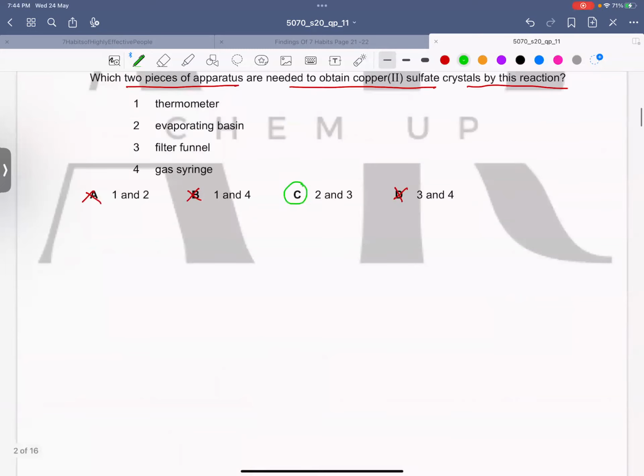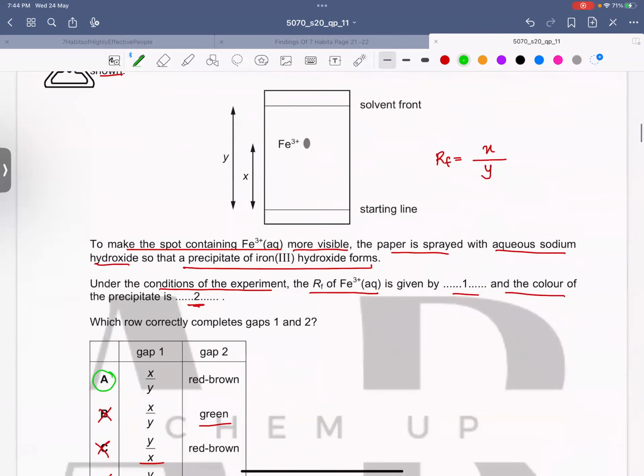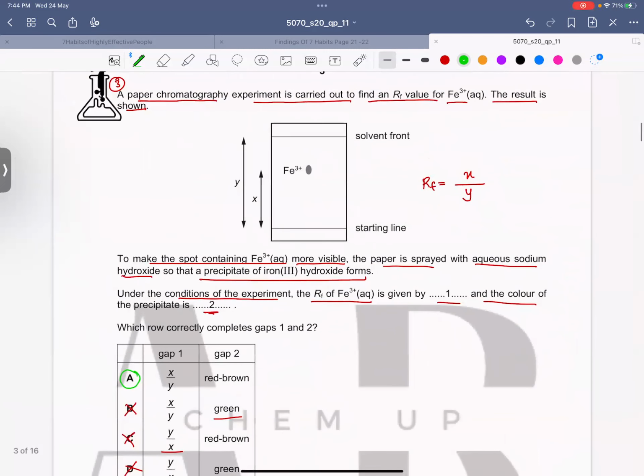Is this understandable to everyone? Yes, Hassan, Abdullah, and Asad. Yes, sir.